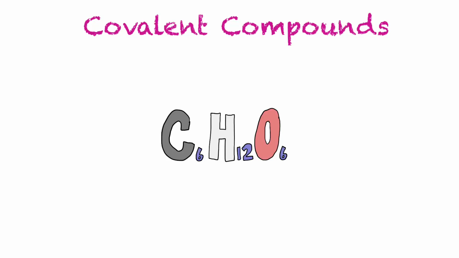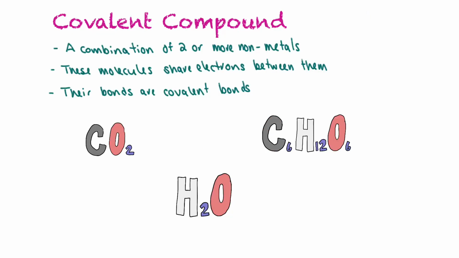In this video, we're going to review covalent bonding and talk about what makes covalent compounds or molecular compounds. A covalent compound has a combination of two or more nonmetals, so there's no metals involved in this type of compound, and these molecules share electrons between them, and their bonds are called covalent bonds. So 3 examples of covalent compounds that we see here would be carbon dioxide, water, and monosaccharides. This could be glucose, fructose, or galactose, but we don't know because we don't see the arrangement of the atoms.